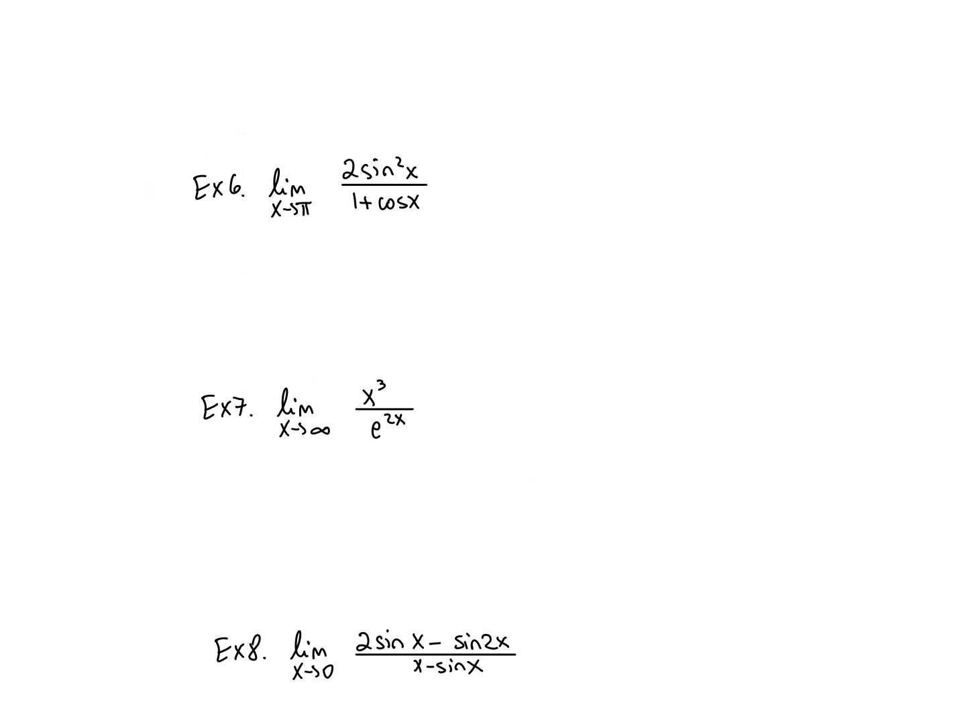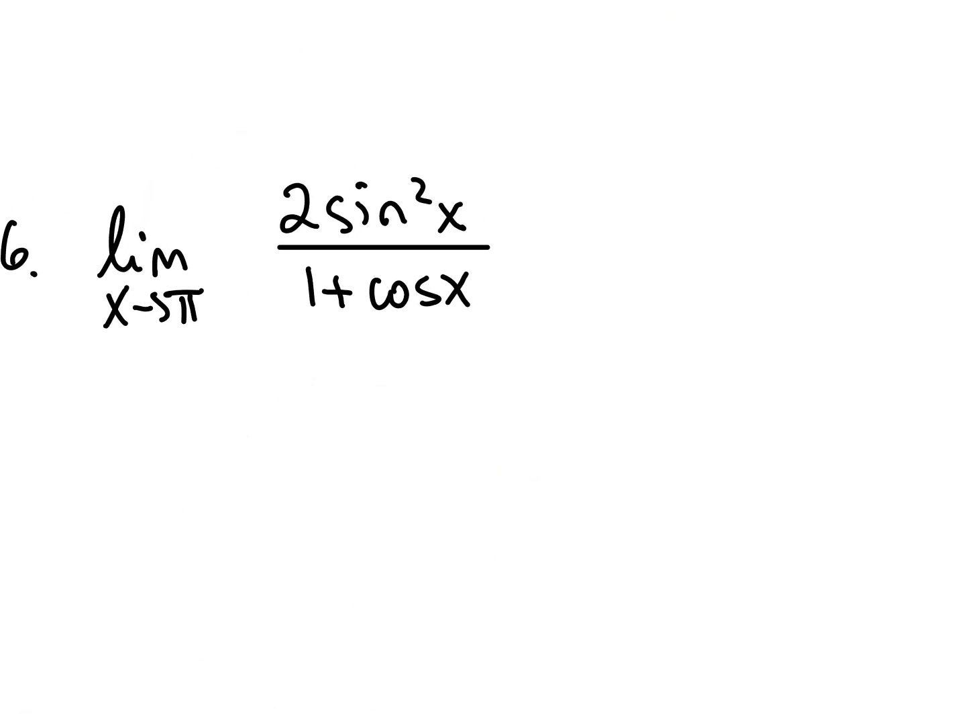Let's look at example 6. So first let's plug in pi. I would rewrite this as 2 times sine of x squared, just because it's going to help us when we take the derivative, if we can use L'Hopital's rule. But let's find what our sine of pi is. We've got 2 times the sine of pi squared over 1 plus cosine of pi.